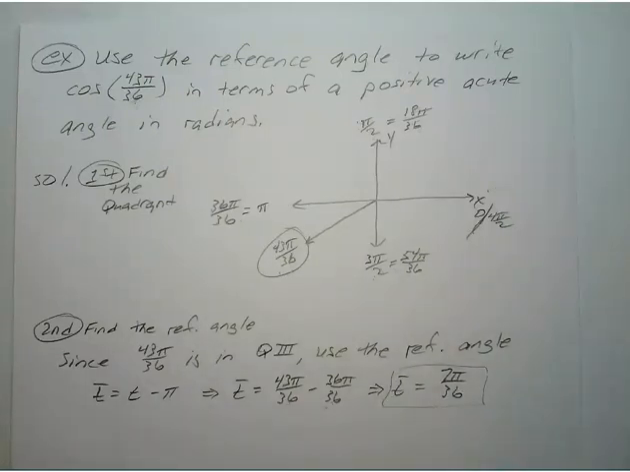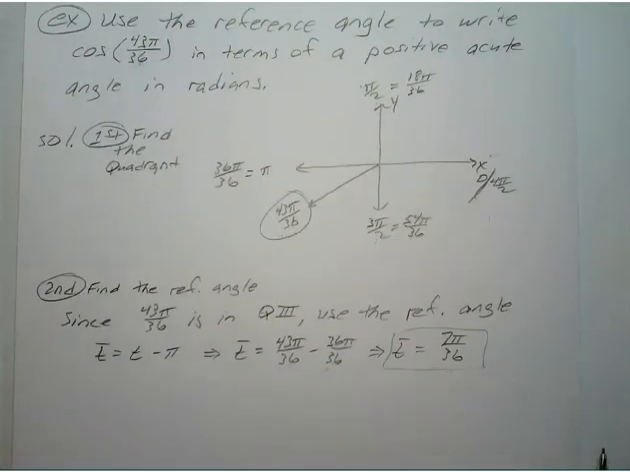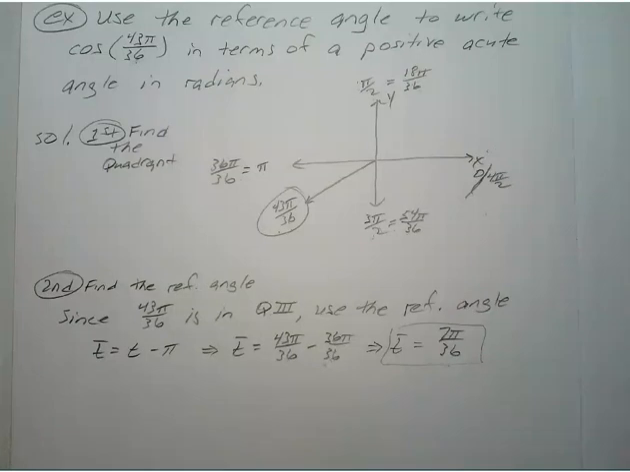Okay, so we're not done yet. Even though we know our reference number, we have to find out whether or not it's positive or negative based on the quadrant. That's very important. That's the key. Because if you just go right to this, you're kind of falling short just a smidgen. So because it's in quadrant 3, you have to find out what the actual sign of it will be.